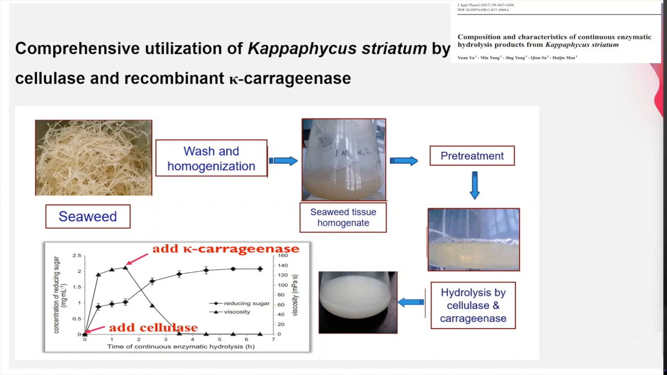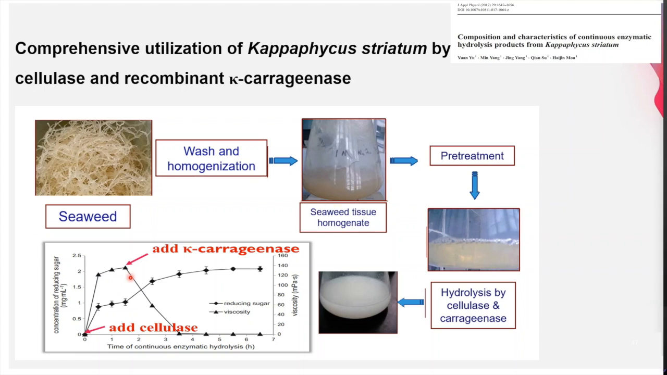After we get the recombinant enzyme, we try to apply it. In order to comprehensively utilize the kappa Eucheuma, we try to use it as the raw material without isolation of its carrageenan. So we use two kinds of enzymes: one is cellulase and one is our recombinant carrageenase. Why do we use cellulase? Because we have cellulose in the cell wall structure of kappa Eucheuma. So we first add the cellulase, and we can see the viscosity increase, which means the carrageenan is released.